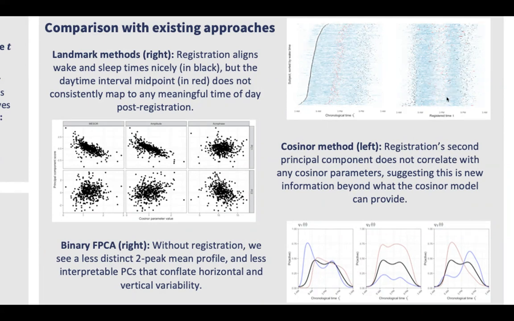In the figure below that, we see that none of the three parameters of the popular cosinor model correlate with our second principal component, suggesting that this is new information. And finally, if we run FPCA by itself without registration, the resulting principal components conflate horizontal and vertical sources of variability.